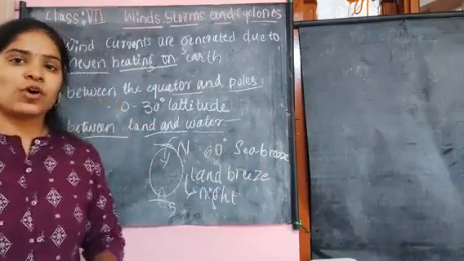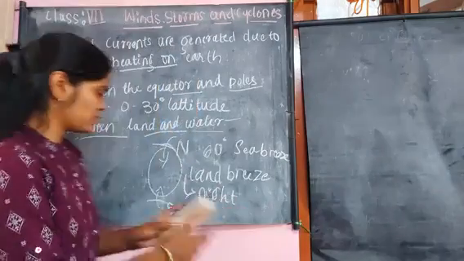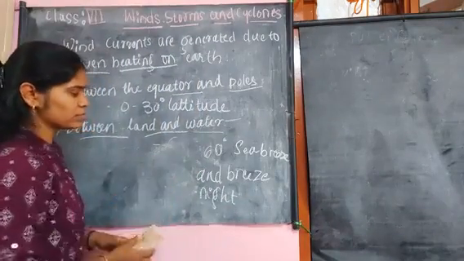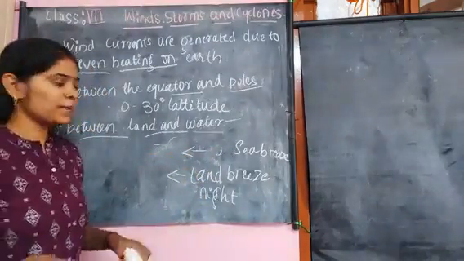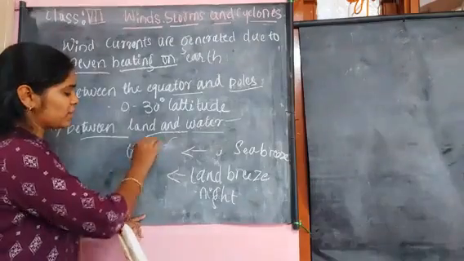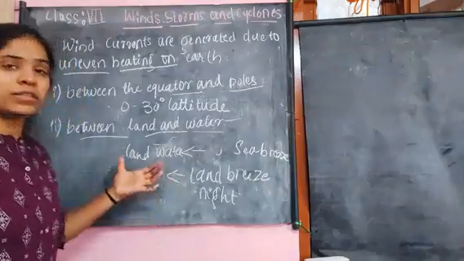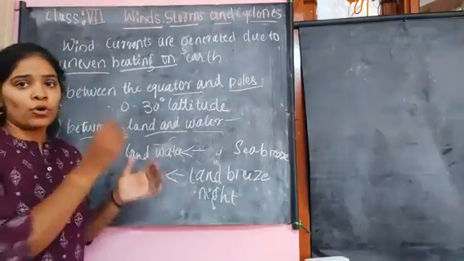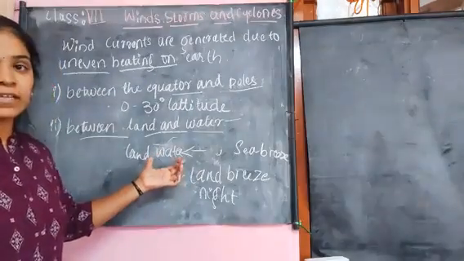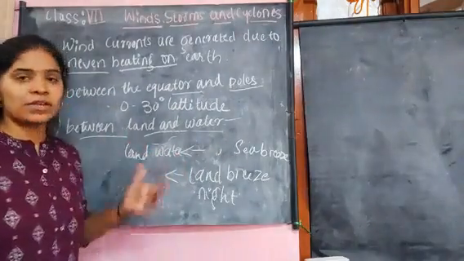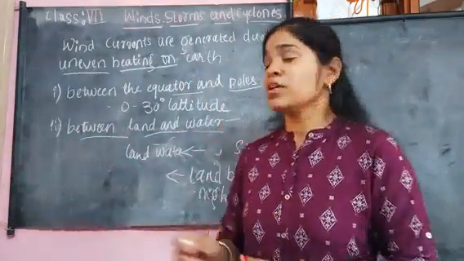So in this case, what happens? The temperature between the land and the water. So during the daytime, what happens? Here we consider the land and the water. During the daytime, the land gets more heat compared to water. Okay, water will take time to reach a higher temperature, but the land will easily absorb the heat and it rises up during the daytime.